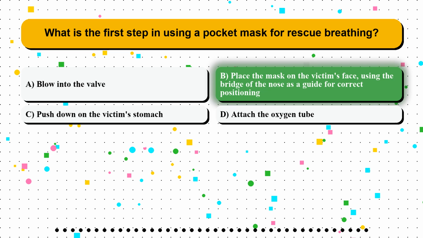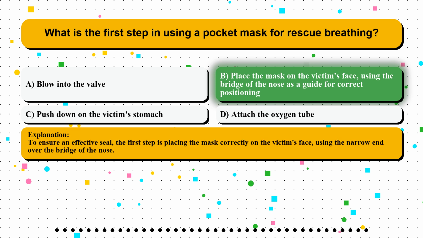The correct answer is option B, place the mask on the victim's face, using the bridge of the nose as a guide for correct positioning. To ensure an effective seal, the first step is placing the mask correctly on the victim's face, using the narrow end over the bridge of the nose.